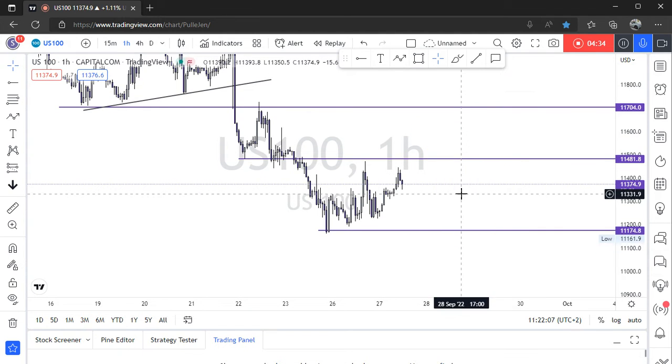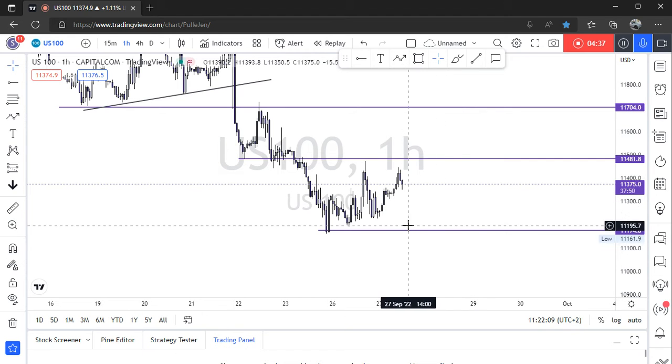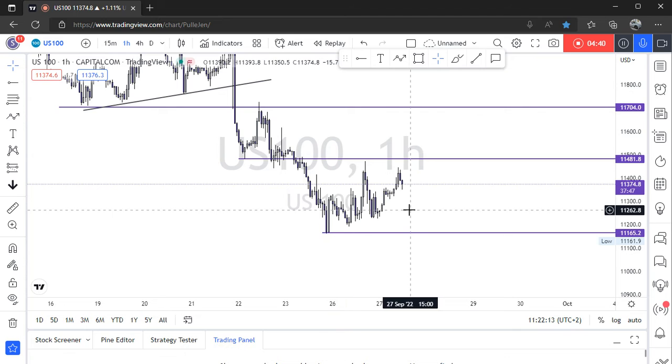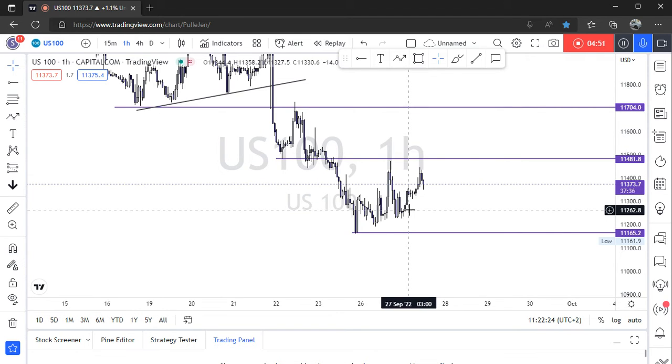But nothing beats waiting. So basically, I am not trading now. I'm waiting for my setups. You don't need to always be looking at the markets and trading always. You need to wait for your setup to play out. So this is what I'm gonna be looking at on the US 100.